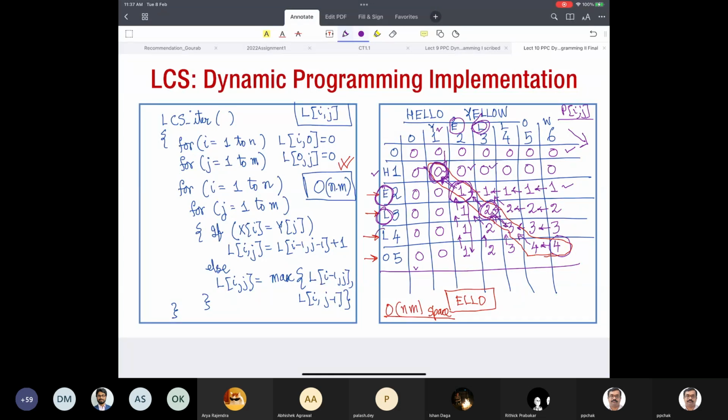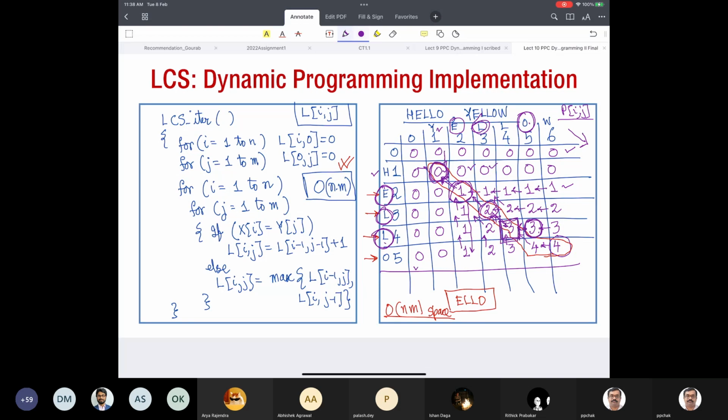Now look at this case. This is L and this is O. We know that the best match till now, I am looking at this cell, L and O cell, is 3. And L and O do not match. Therefore, I cannot add 2 plus 1. So I have to take it from the maximum of the left and the top. So this is a simple way in which I convert the recursion to an iteration.